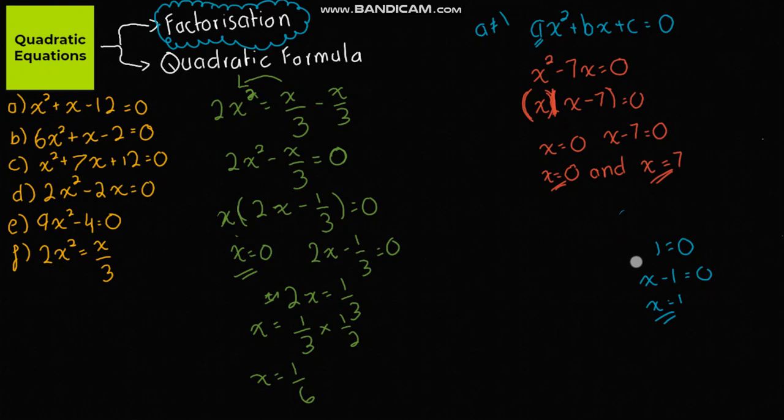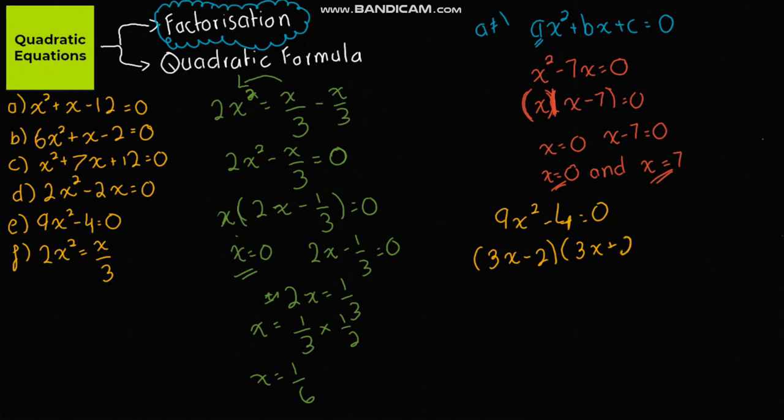What if you have a question where you can factorize by the difference of squares? You guys must have heard of the difference of squares, and it's question D, 9x squared minus 4 is equal to 0. So you can factorize this by difference of squares, where it's 3x minus 2 and 3x plus 2. And therefore the answers would be opposite. So x is equal to 2 over 3 and x is equal to negative 2 over 3.